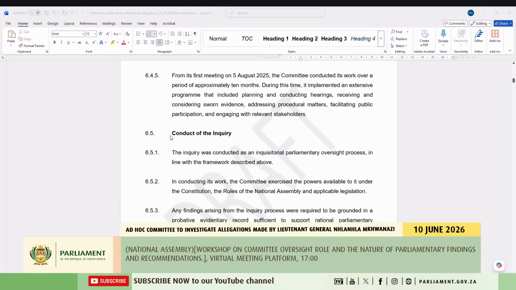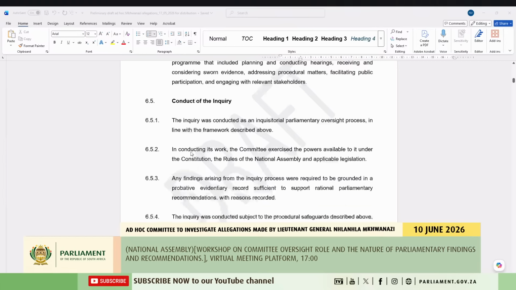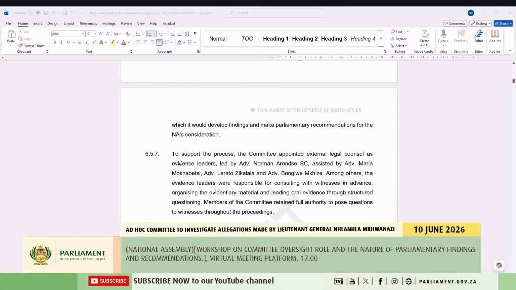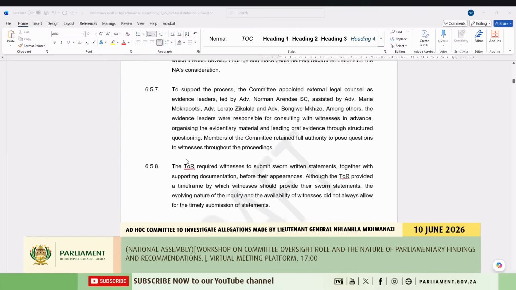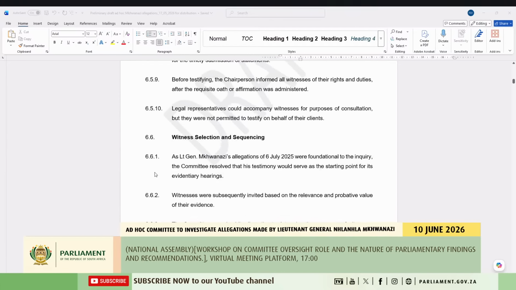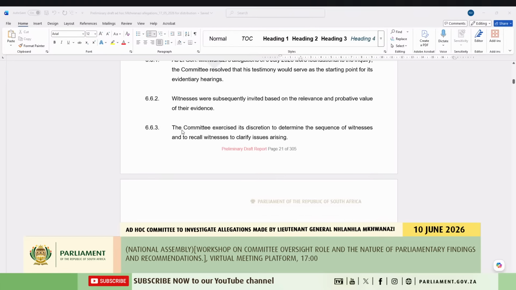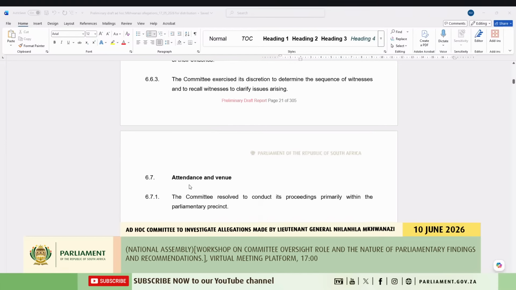Section 6.5 deals with the conduct of the committee, stating really what process was followed and the appointment of the evidence leader. 6.6 deals with the witness selection and sequencing. We're stating here that General Mkhwanazi formed the foundation of the committee and that he appeared before the committee as, like I say, the foundation.